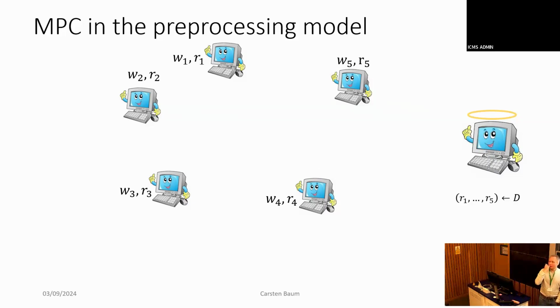Is that more like a universal reference string or a structured reference string? All these things you can assume are some kind of idealized model. Okay, so this can be quite strong. Yes, this can be like MPC in the preprocessing. If you think about this, it abstracts away something like a common reference string, a common random string, all these kinds of things. But it can be more powerful than that, right?